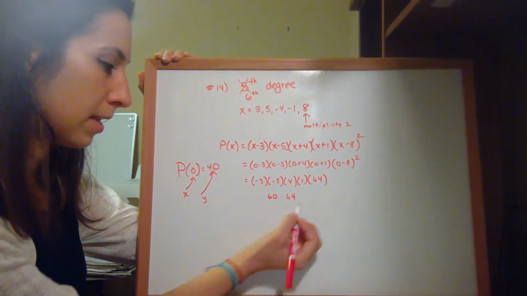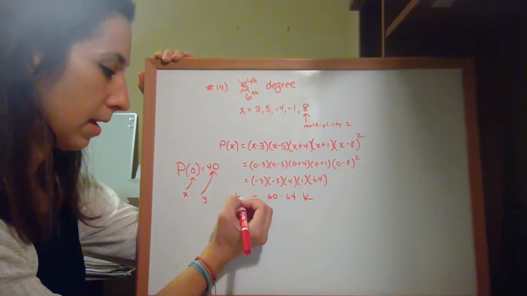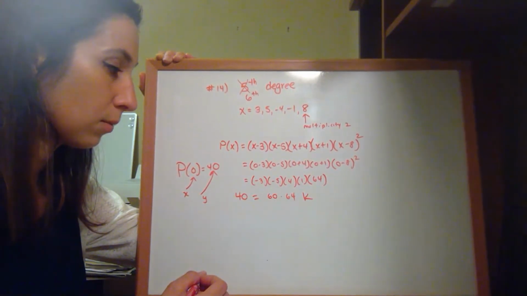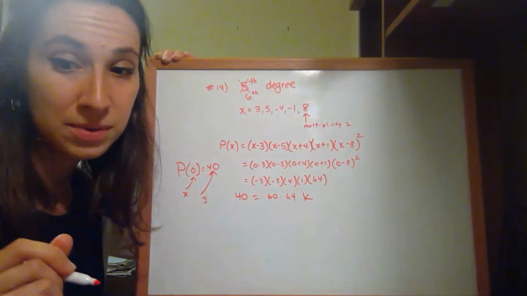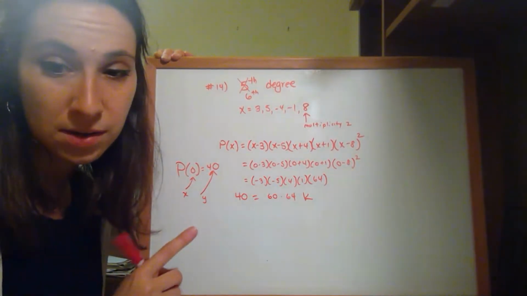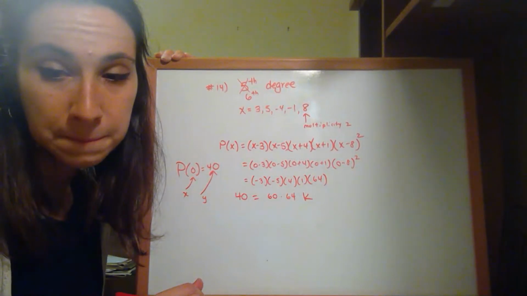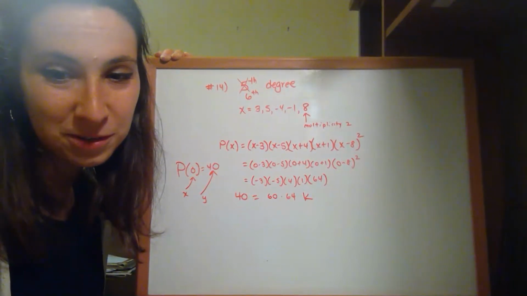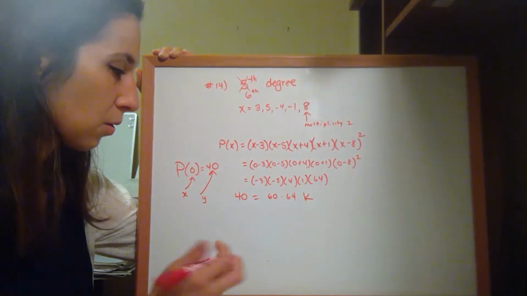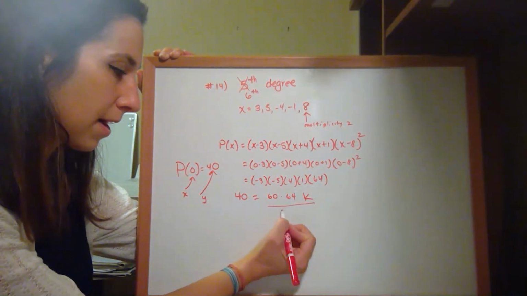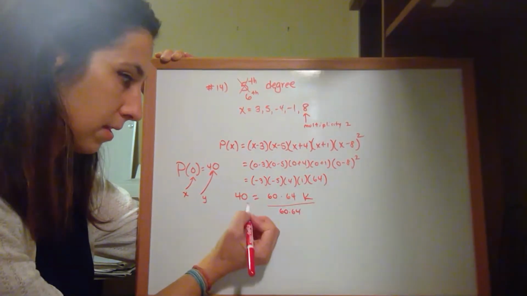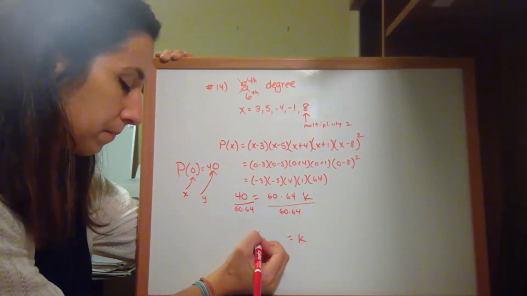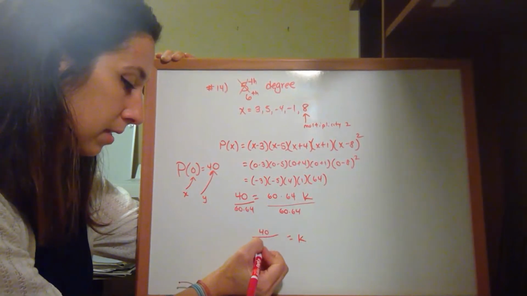So what we need to bring in is a k value. And that k value is going to help turn this into 40. Now, we technically do not have a calculator, so I'm going to try to do my best to do this without a calculator. Yeah, Rachel, you're right. You guys are good. Okay. So I'm going to solve for k, which means I'm going to divide by 60 times 64, whatever that is. So k is 40 over 60 times 64.